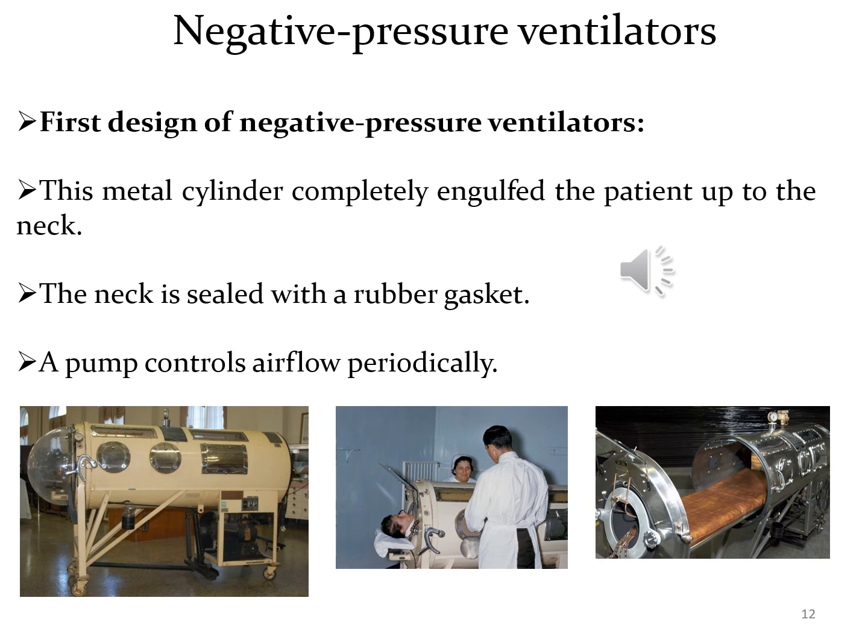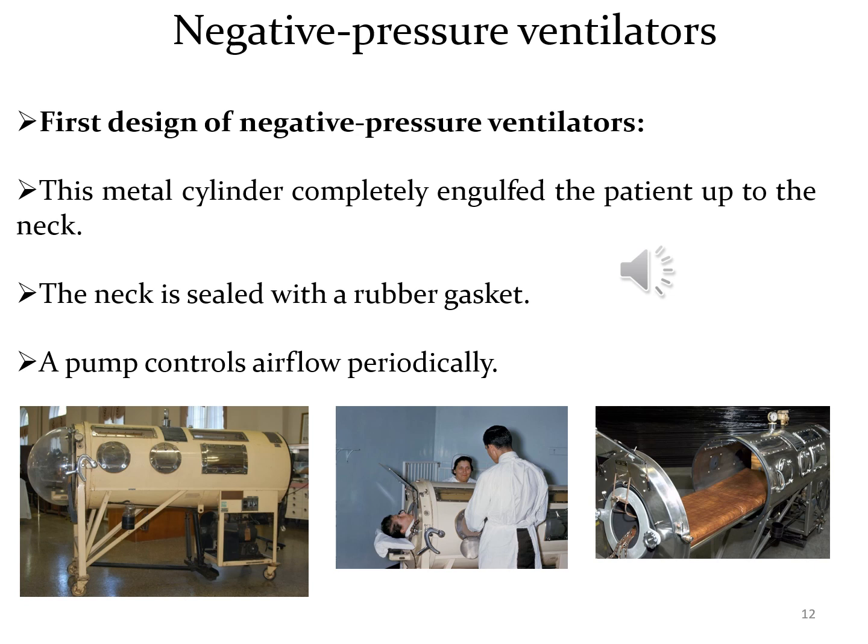First, the design of negative pressure ventilators, known as the iron lung. The metal cylinder completely engulfed the patient up to the neck. The neck is sealed with a rubber gasket so that the patient's face and airway are exposed to the room air.